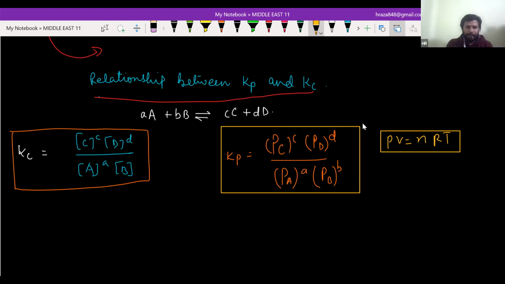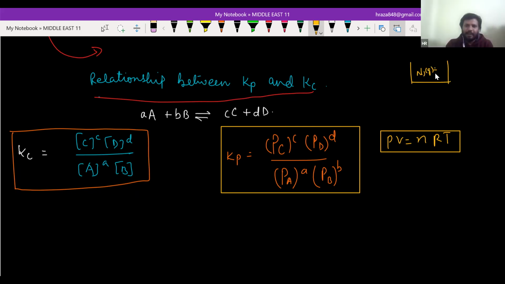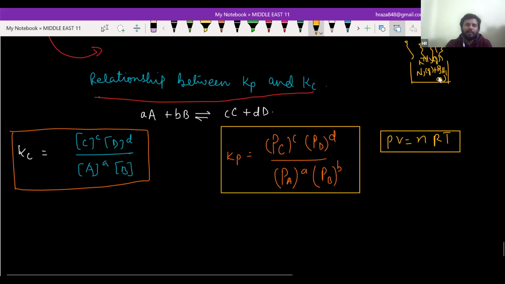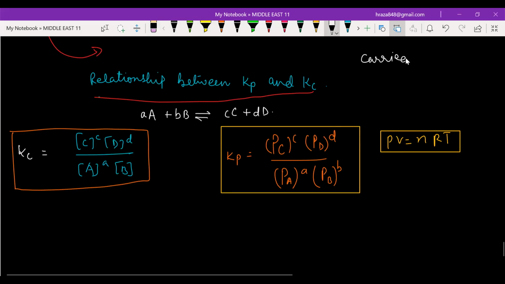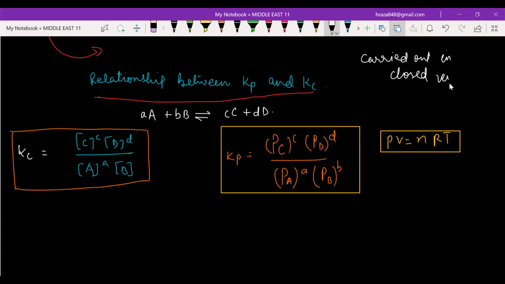Krishna, am I audible? Yes, sir. I think it's a closed vessel only, sir. Yes, exactly. N2 in gaseous state, H2 in gaseous state, these are the reactants. If the vessel is open, then they will go to the surroundings or not? Yes, sir. And NH3, which is also in gaseous state, will go out of the vessel. So it is always carried out in a closed vessel. Is that clear, Saif? Yes, sir.